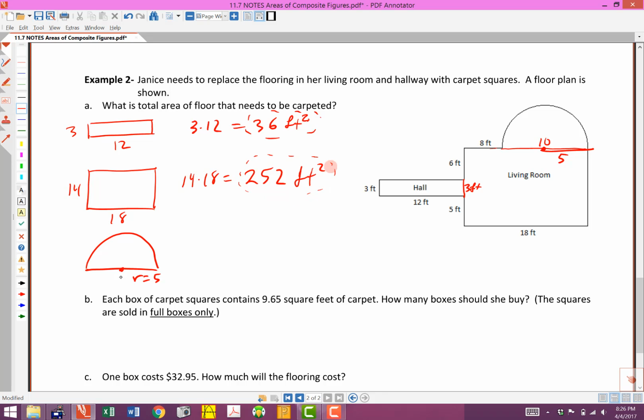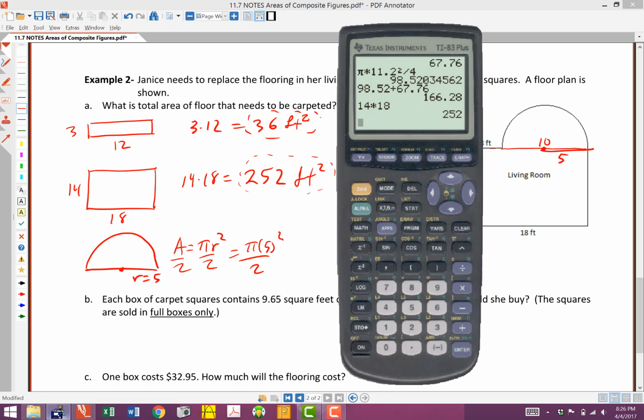Got that one there. And then we've got this little semicircle. So that's going to be half of the area of a circle. So we're going to divide by 2, and let's throw that in there. That's going to be pi 5 squared divided by 2, and let's get that on the calculator. So again, pi, and then 5 squared, and then divide by 2. Your calculator knows the order of operations, but it would be a really good idea to get that right.